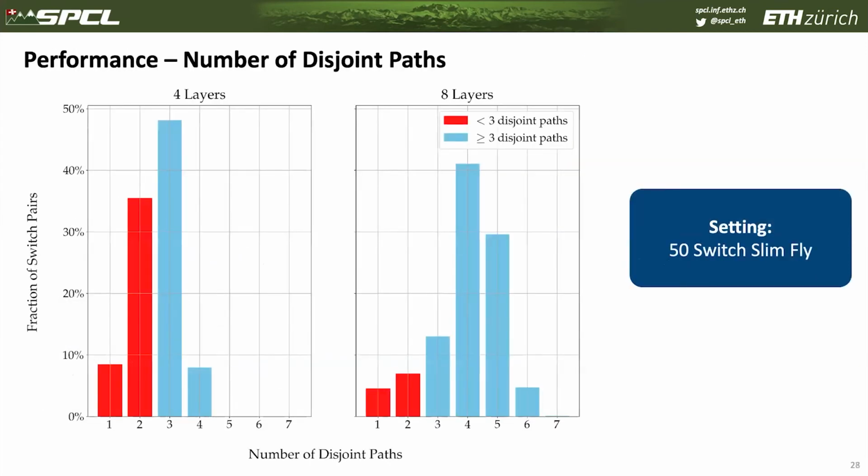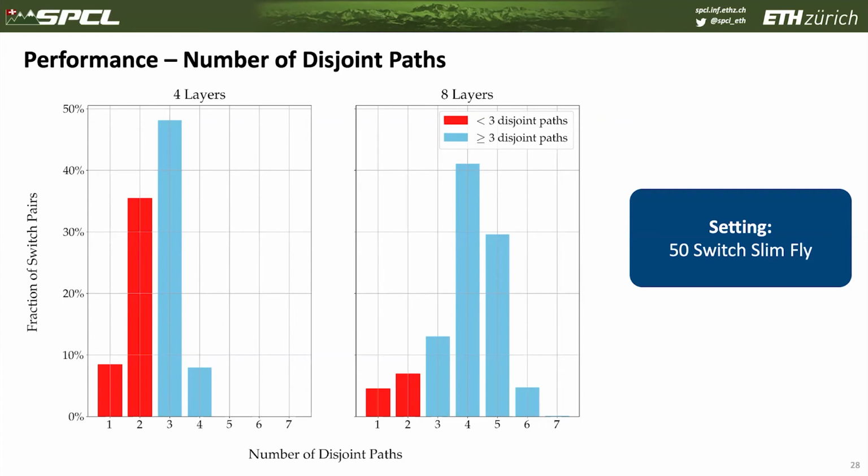And as we can see from this figure, which I'll explain in more detail in a second, 8 layers, so doubling again, which was also still justifiable by not decreasing the network size too much, actually solves, as an overview, that more than 88% of switch pairs achieve at least 3 disjoint paths, which is our goal, right?